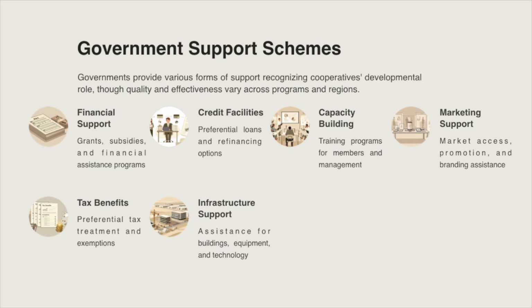First is the financial support they give. Then they give credit facilities. They provide capacity building, training programs for cooperative members, elected representatives, and employees aimed to improve management capability. Then marketing support they provide. Government procurement preferences favor cooperative products in some sectors. Then tax benefits are there. Cooperatives enjoy certain tax exemptions and concessions under income tax laws. Then infrastructure support also they provide, that government provides or subsidizes land for cooperatives, particularly housing and industrial cooperatives.